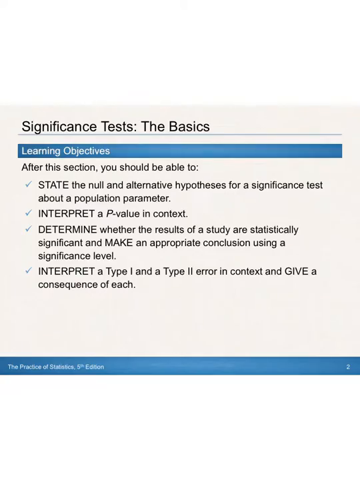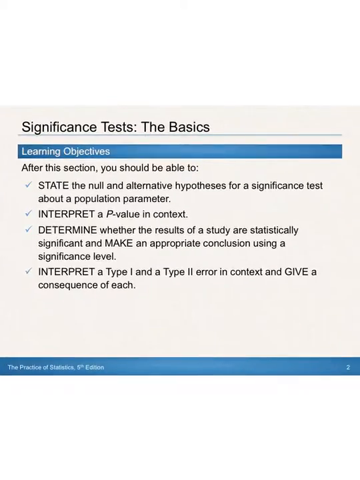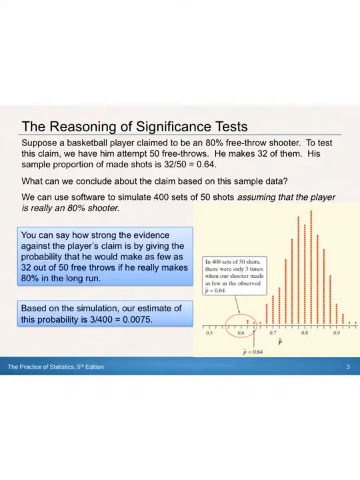So in the second part of 9.1, we're going to look at statistical significance, as well as what the significance level means, and then we're going to look at type 1 and type 2 errors in context. Talk about the consequences of each. Quick reminder about the reasoning of significance tests.